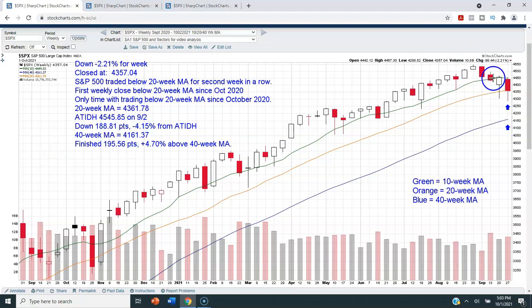And in case the market does continue to roll over, now it looks like we might have made at least a short-term bottom here in the last couple of days, and I'll show you that here in just a second. But if the market does continue to roll over for the next few weeks or so, and if we find ourselves down at this 40-week moving average, that would mean we would fall another 4.70% from where we closed. So where we closed today is 195.56 points above the 40-week moving average, and that equates to 4.70%.